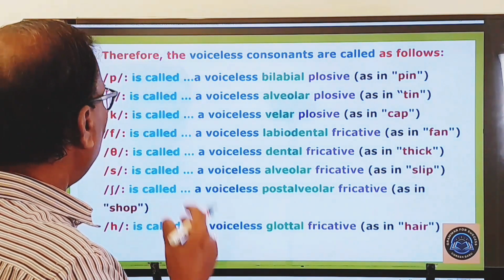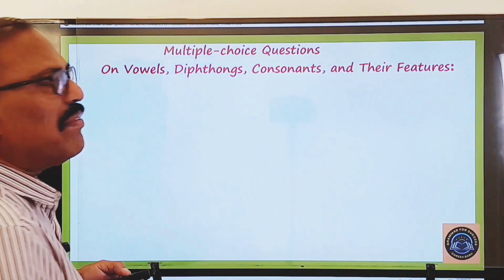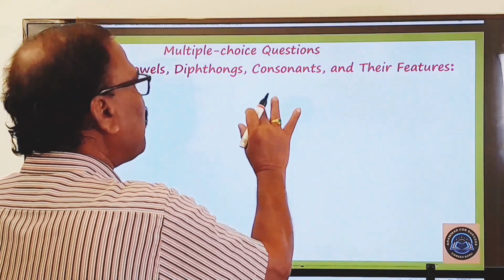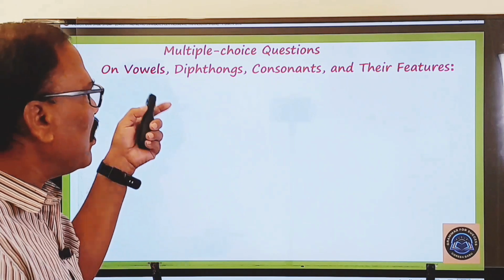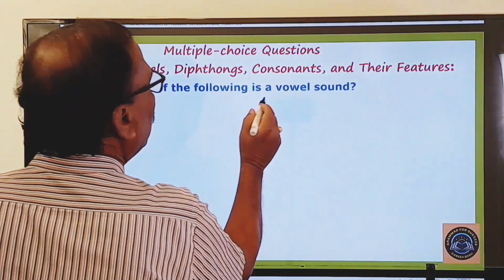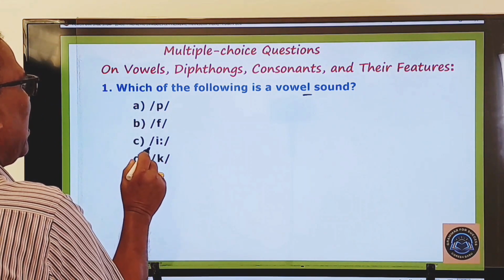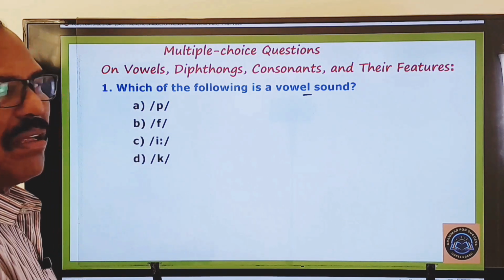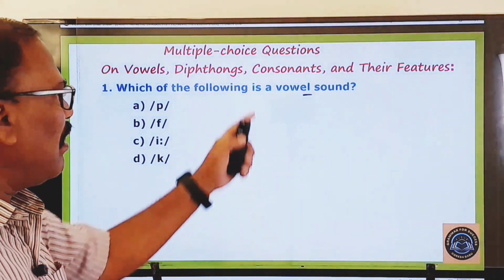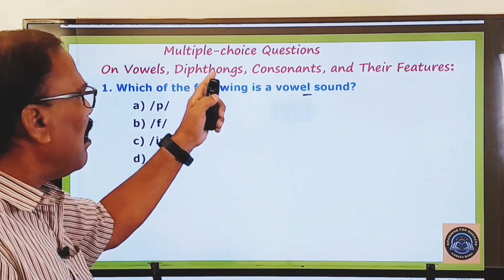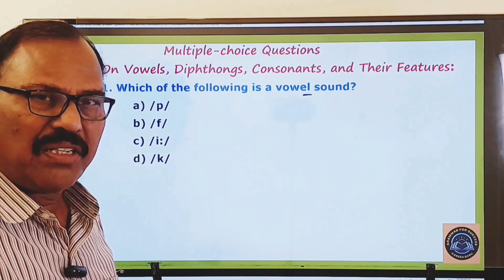Right, and here you pay attention. Multiple choice questions on vowels, diphthongs, consonants and their features. On these four aspects, multiple questions are given, and I'm going to read only the question and also the options. Which of the following is a vowel sound? Pa, fa, e, ka. These are the sounds given. Out of these four sounds, you have to identify the vowel sound. Try to understand the question and also the options given, then only you will be able to answer the question successfully.